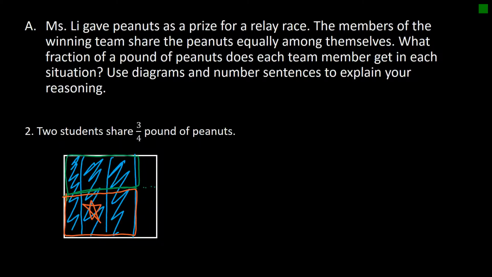He's getting everything that's boxed in orange. So he's getting 3 out of 1, 2, 3, 4, 5, 6, 7, 8. He's getting 3 out of 8. Now again, we need to write a number sentence, so I want you to try to write that on your own.